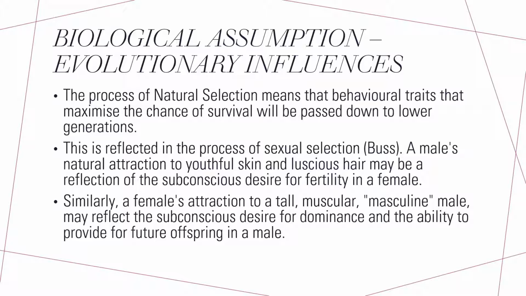So similarly, a female's attraction to a tall, muscular, masculine male may reflect the subconscious desire for dominance and the ability to provide for future offspring in a male. So a woman might look for security and a man to protect her, which is why these features would be attractive to her, according to Buss and other psychologists who study evolutionary influences.